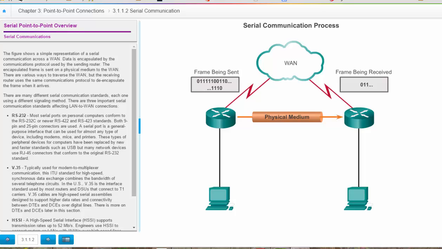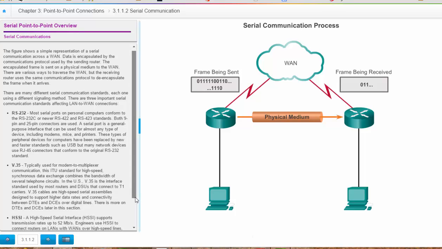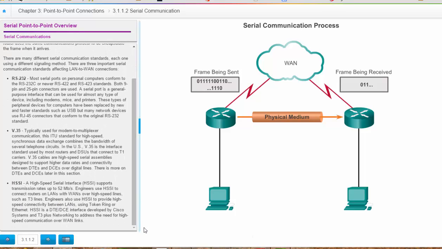You also have the V.35. It's typically used for modem to multiplexer communication. This ITU standard is for high speed synchronous data exchange. And then you have HSSI, the High Speed Serial Interface, and it supports transmission rates up to 52 megabits a second.